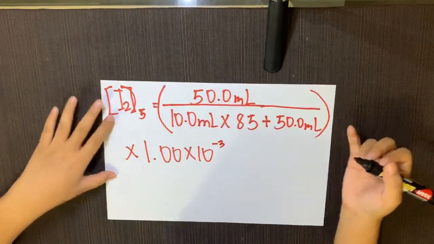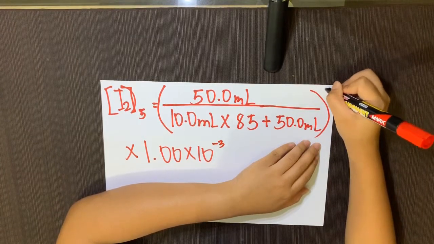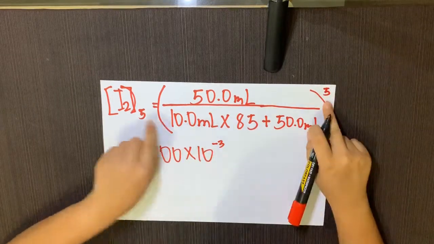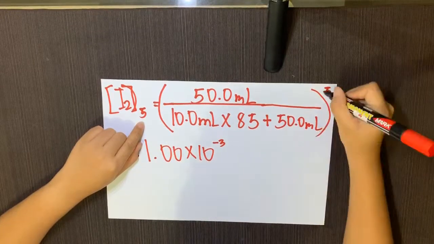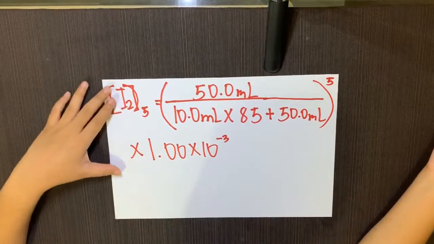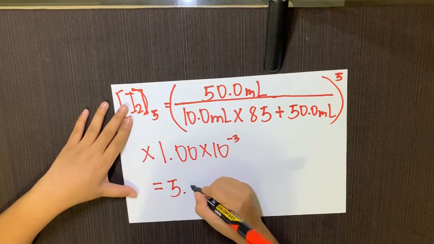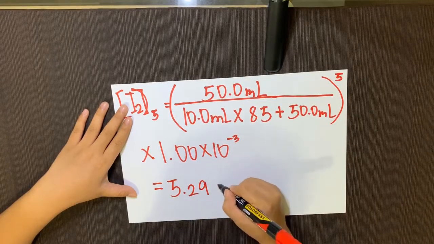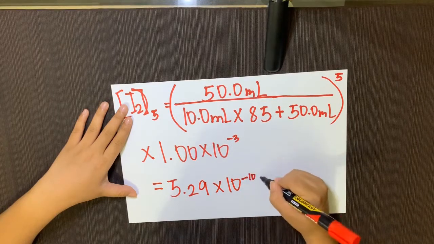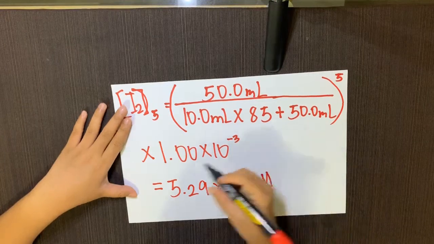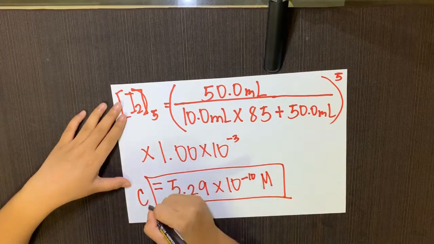And oh, I forgot, we're going to have a superscript of 5 because of this. So we will be having a superscript of 5. So the answer will be 5.29 times 10 to the negative 10. So this is the answer for the last question, which is the letter C.